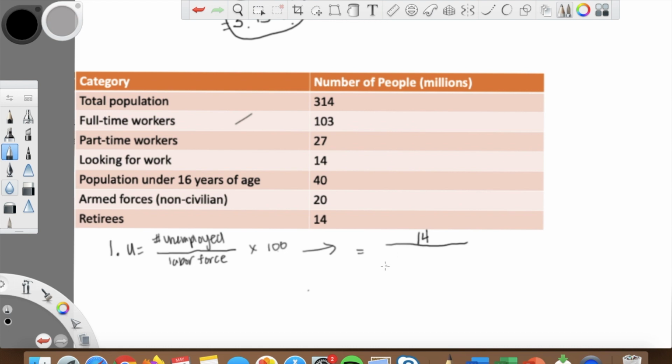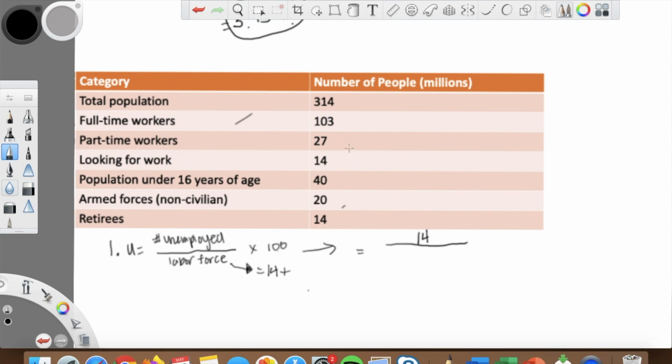And now I need my labor force. So the labor force includes employed and unemployed people added together. So I already know my unemployed people. That's going to be 14 million. Now we have to figure out who in this table counts as employed. So think about it for a second. Hit pause if you want to try it on your own. All right.